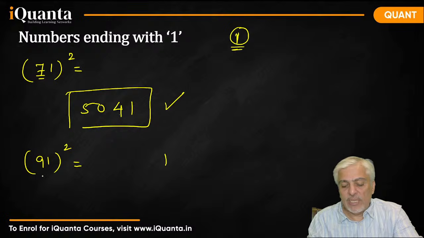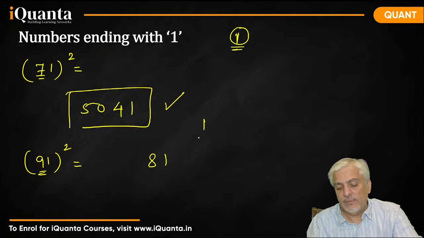Okay, 1 will come. What is double of 9? Double of 9 is 18. 1 carry over. 9 square is 81. 81 plus 1, 82.